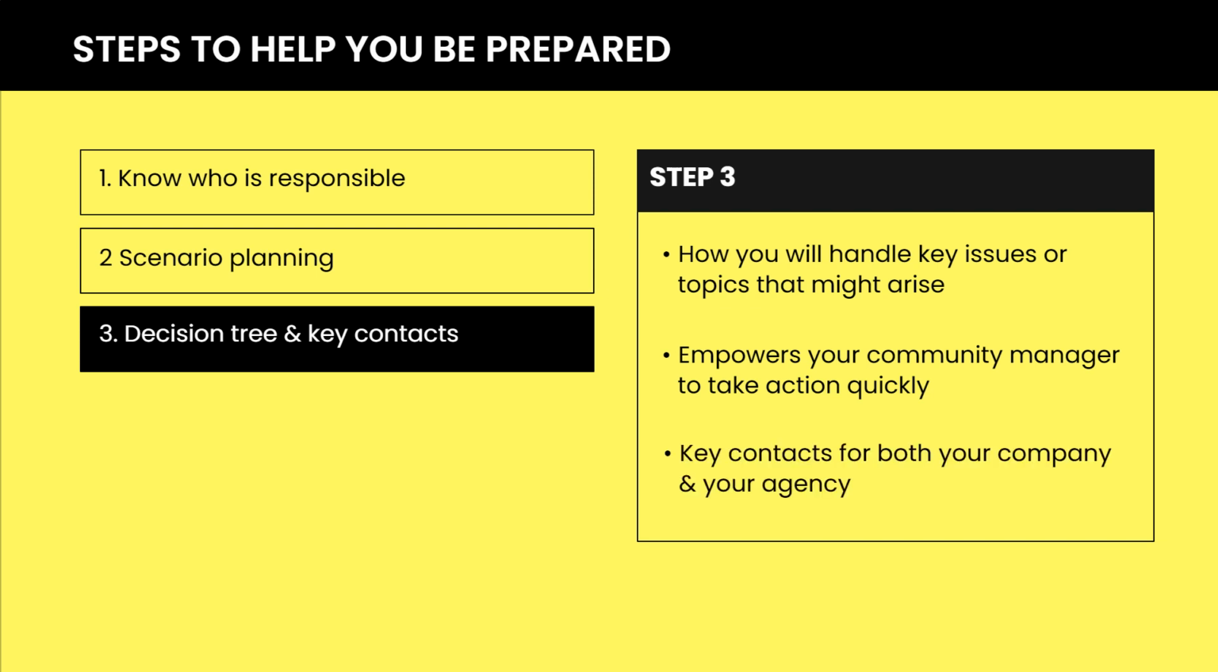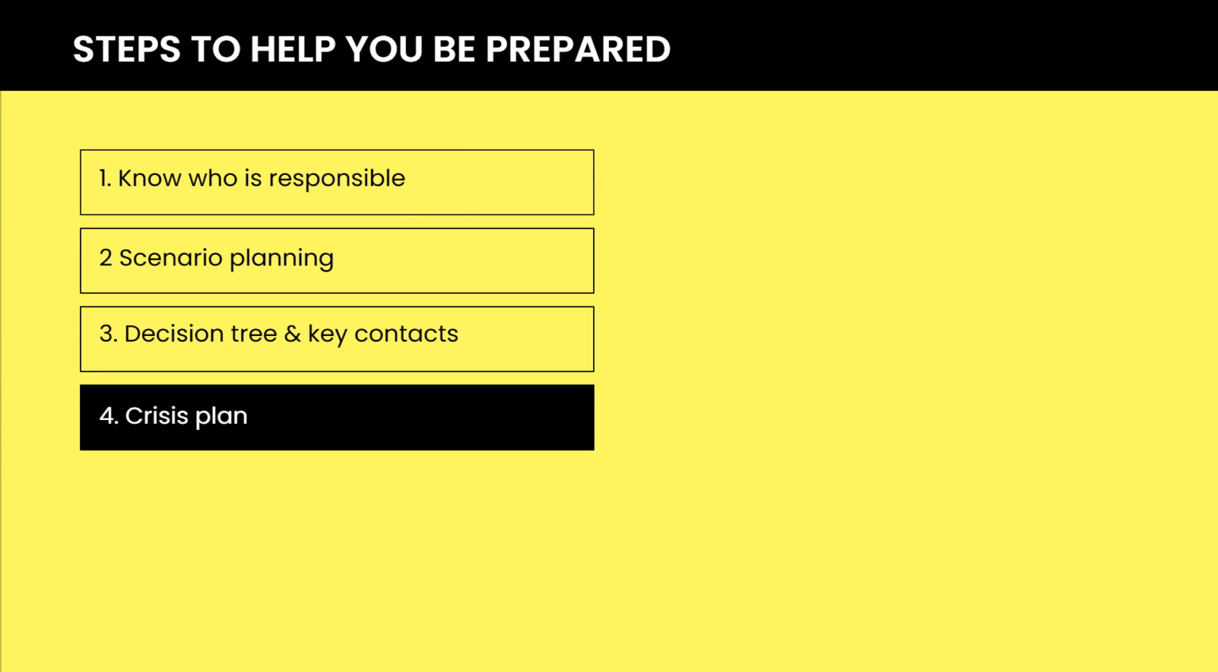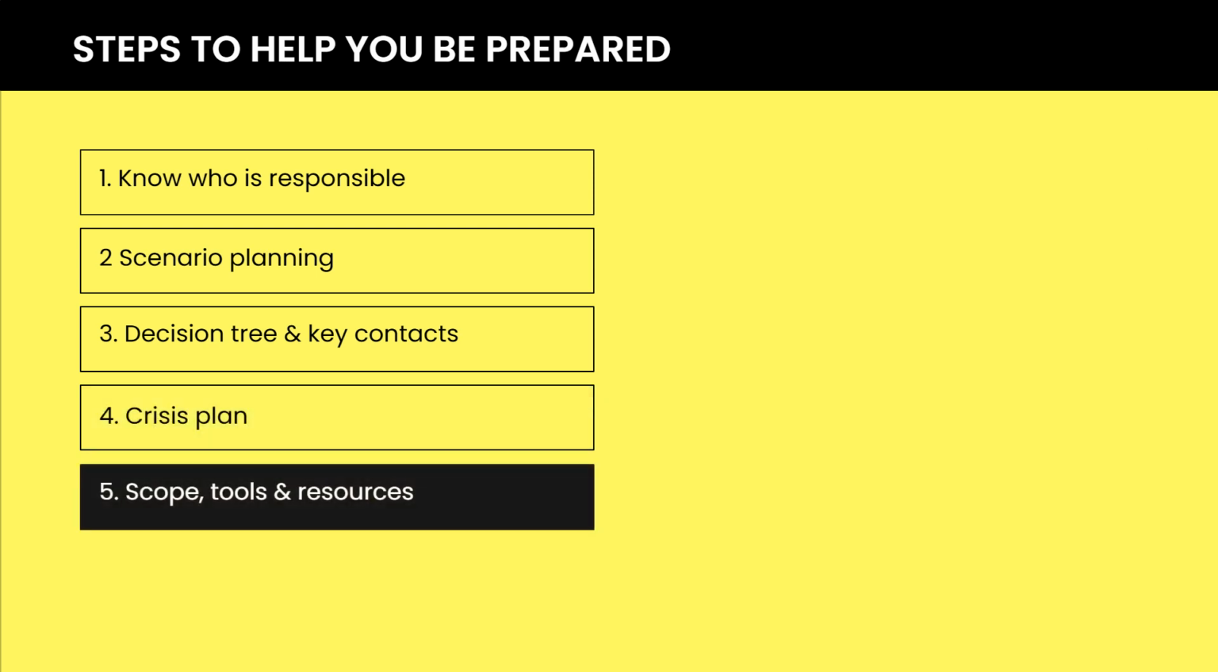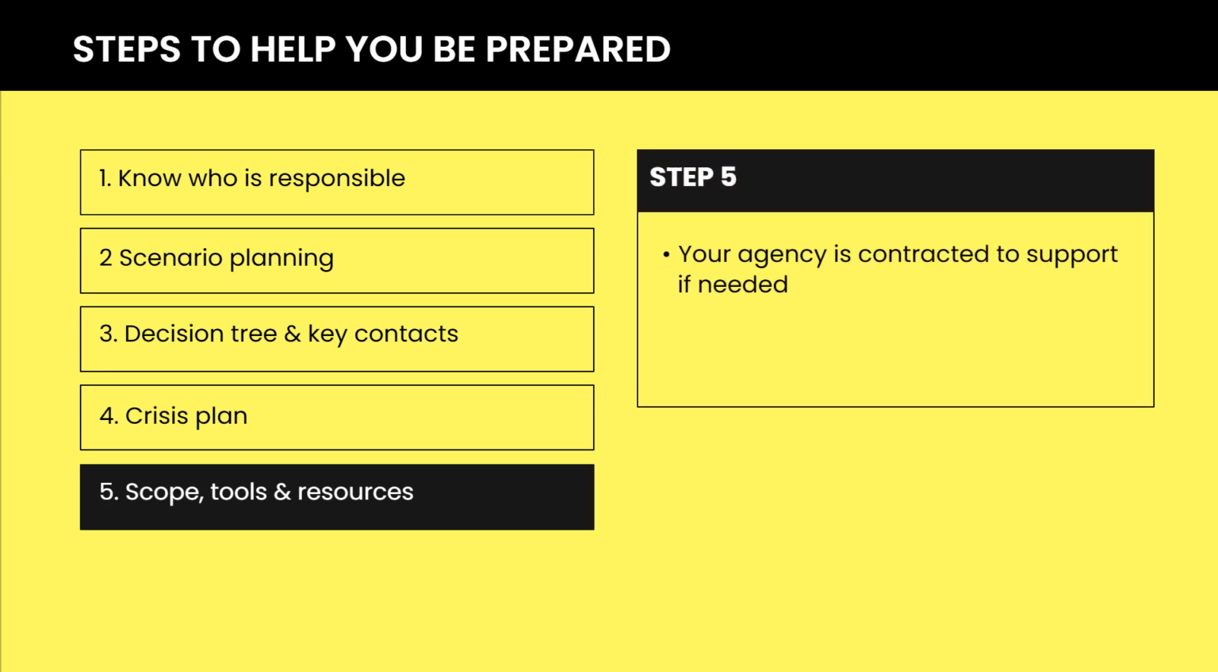You also need to document key contacts to go with this. You should have key contacts for both your company and your agency who can be reached for escalation. You'll also want to have a crisis plan in place. This means you know what constitutes a crisis and what to do in the first 5 minutes, including who should be contacted. And finally, you need to get the scope, tools, and resources in place. Make sure your agency is contracted to support if needed and that the scope reflects the requirements.